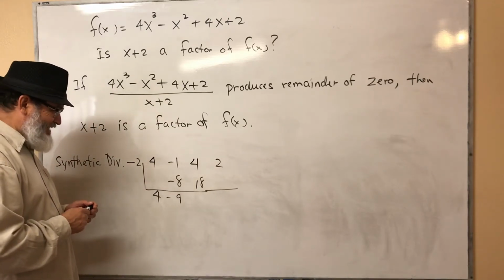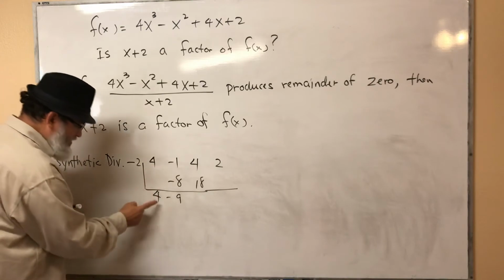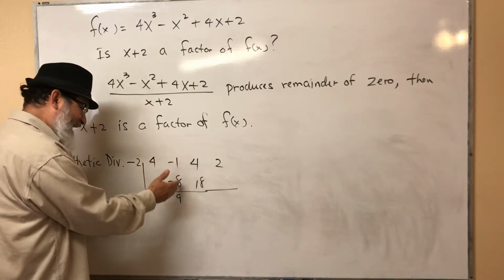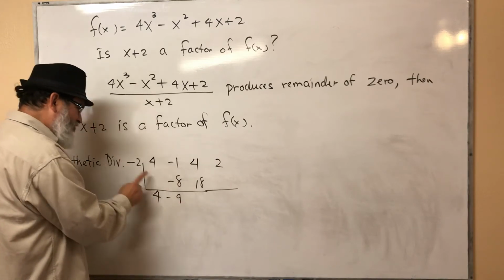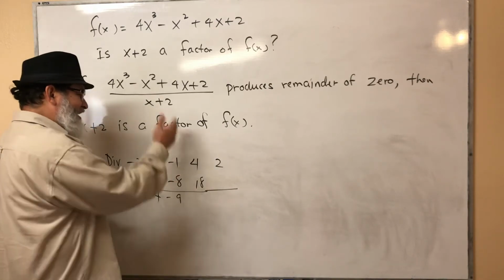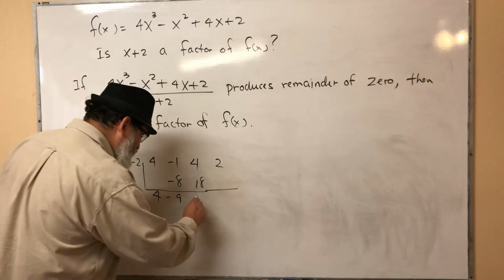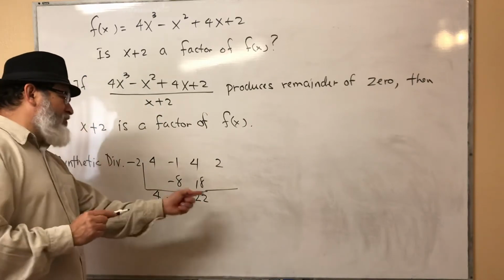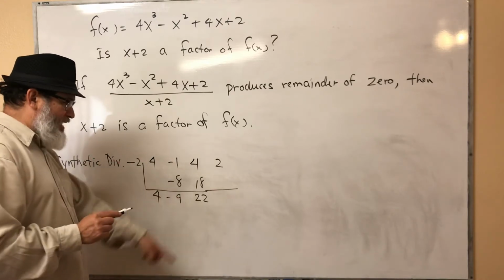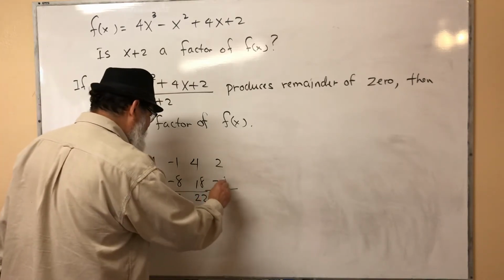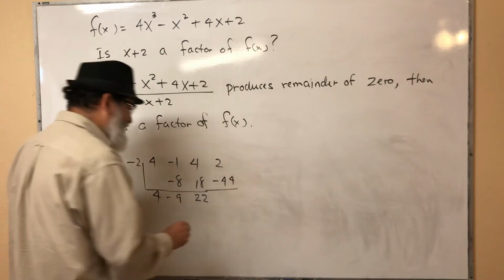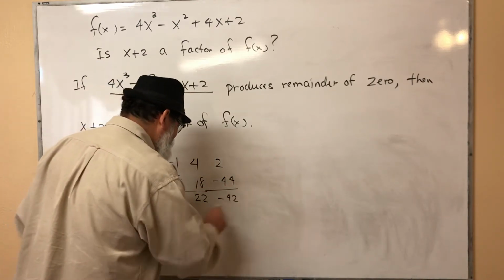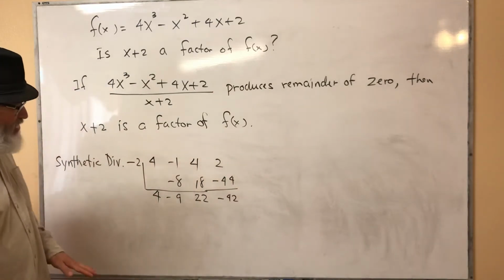Let me do it again. So 4 brings down, multiply, negative 8. Add, negative 9. Multiply, 18. Add, 22. Multiply, 44. Add, negative 42.